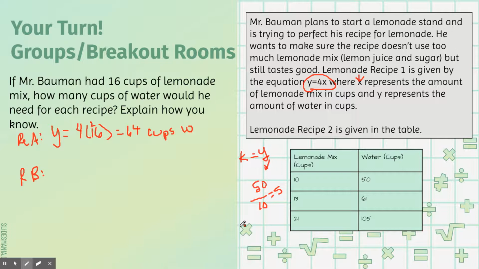Okay? So now that I have that, I can say y equals 5x. And I can plug in 16 here to figure out more. So 5 times 6 is going to be 30. Carry the 3. 5 times 1 is 5 plus 3 is 8. So he needs 80 cups of water for the other one. All right. So let's move on to the next part.